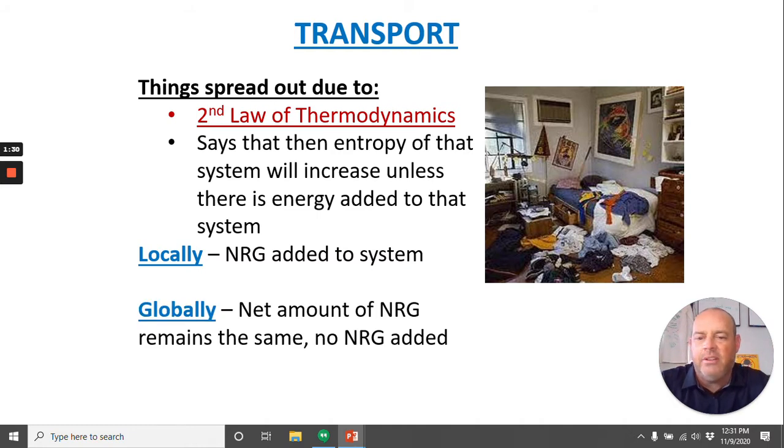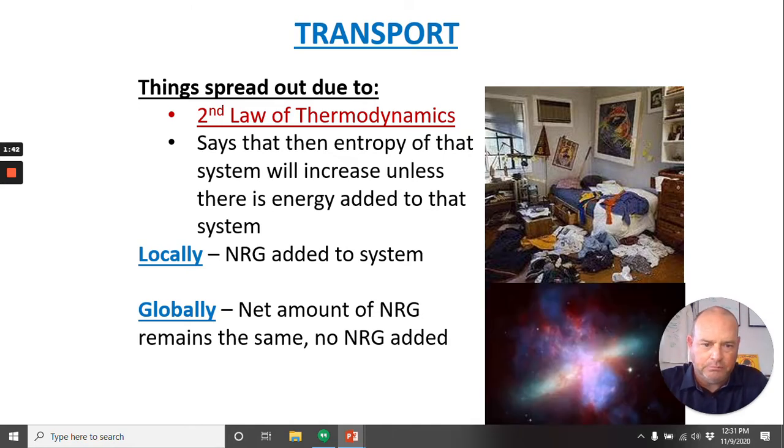So you can have local energy added to a system, right? But remember, globally, you're not going to create or destroy energy, right? But you can definitely do it locally. And obviously, this happens in the universe as well. That's the second picture.